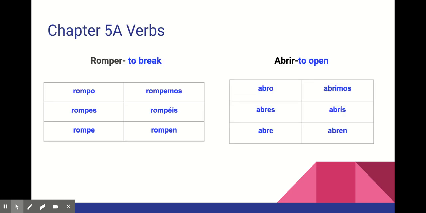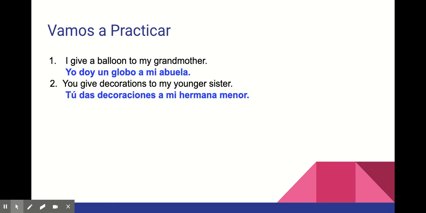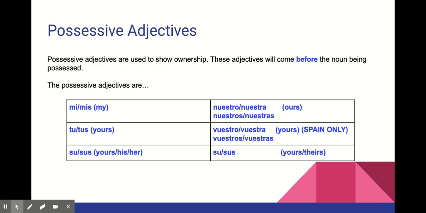We are going to continue this week with possessive adjectives. So take out your notes packet from last week or pull it up on your computer from your Google Docs from last week, and we're going to continue filling in the note packet. So we have possessive adjectives. Now, possessive adjectives are used to show ownership. These adjectives come before the noun being possessed.